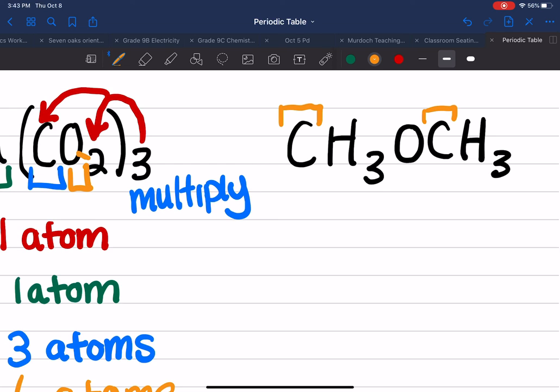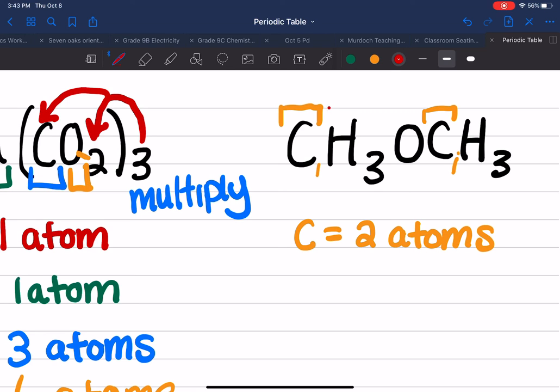So C, both of them are uppercase with no lowercase letter beside it, so we know it is a carbon atom. And how many are there? Well, there's 1 here and 1 here, so that makes a total of 2 carbon atoms.